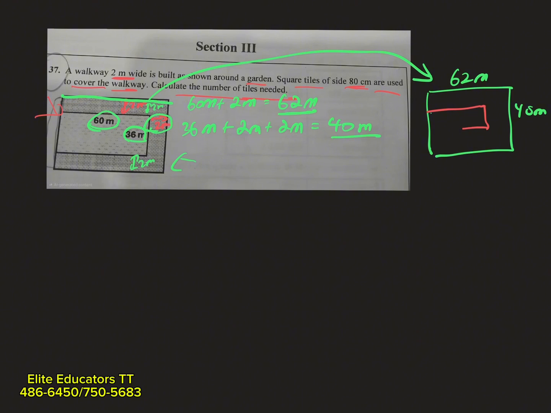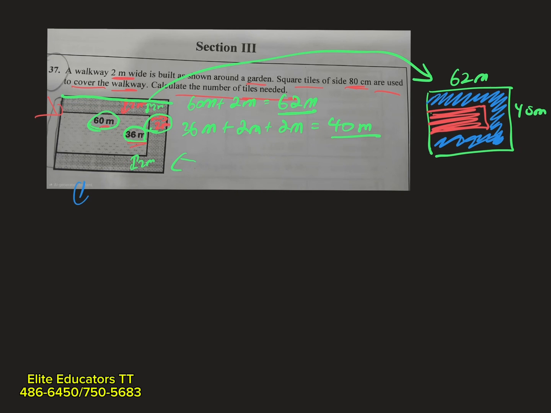Then we want to find the area of the little garden, which is 60 by 36, side by side, or length by breadth. And then we'll subtract it. So we'll get the area, and I'll put it in blue, of that walkway itself. Right? And once we get that area, we just divide it by the area of one tile, and we'll get our answer. And I'll show you guys how simple that is.